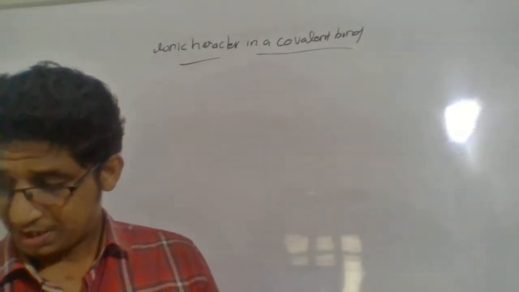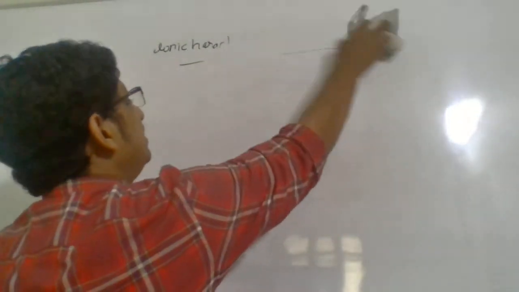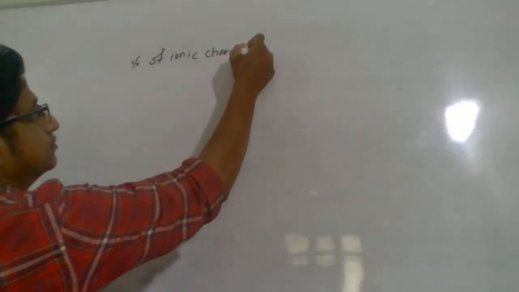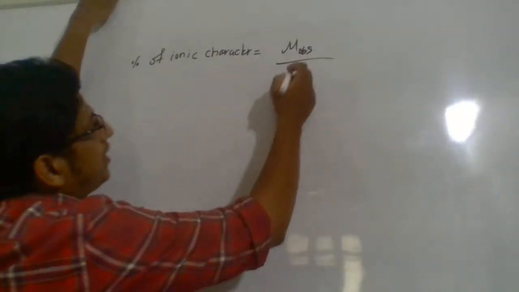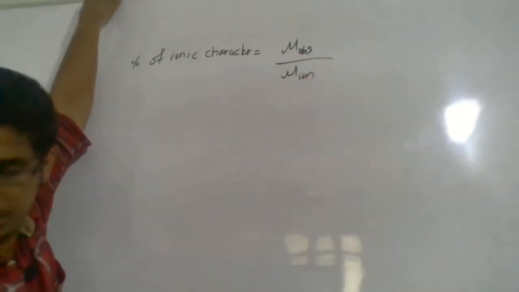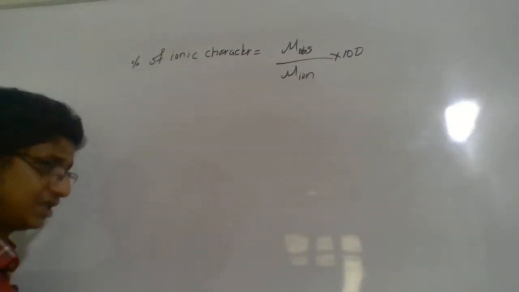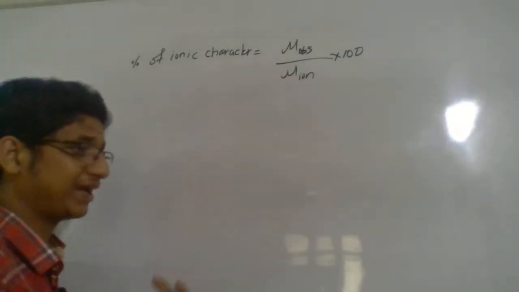Okay. Now think about percentage of ionic character. What is the percentage of ionic character? We know there is ionic character in a covalent bond. How can you measure it? The percentage of ionic character is equal to mu observed divided by mu ionic into 100. Here mu ionic means you imagine a complete transfer of electron. If a complete transfer of electron takes place, that is the maximum ionic character.